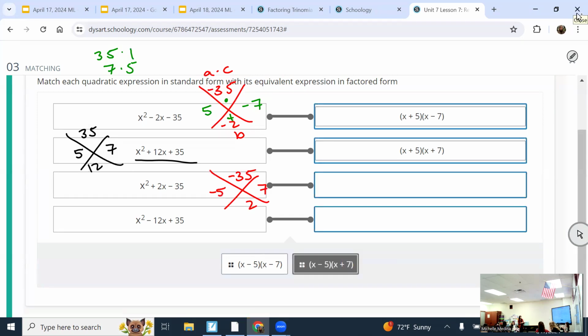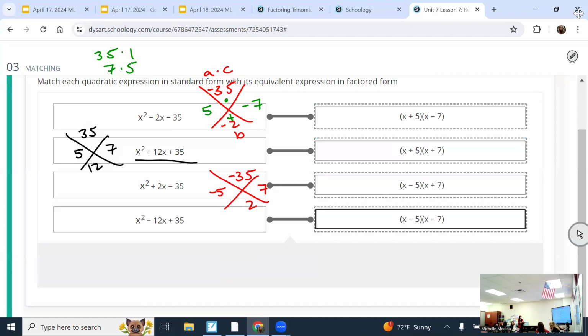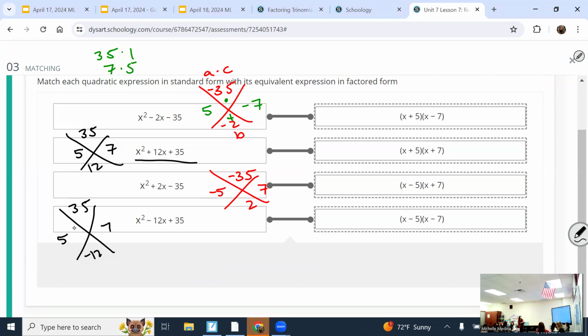Put it on this one. And then process of elimination, this one must go here. But we'll see. 35 on top, negative 12 on the bottom. Always keep the sign that's in front of each term. 5 times 7 multiplies to 35, but if it adds to a negative 12, then these both have to be negative.